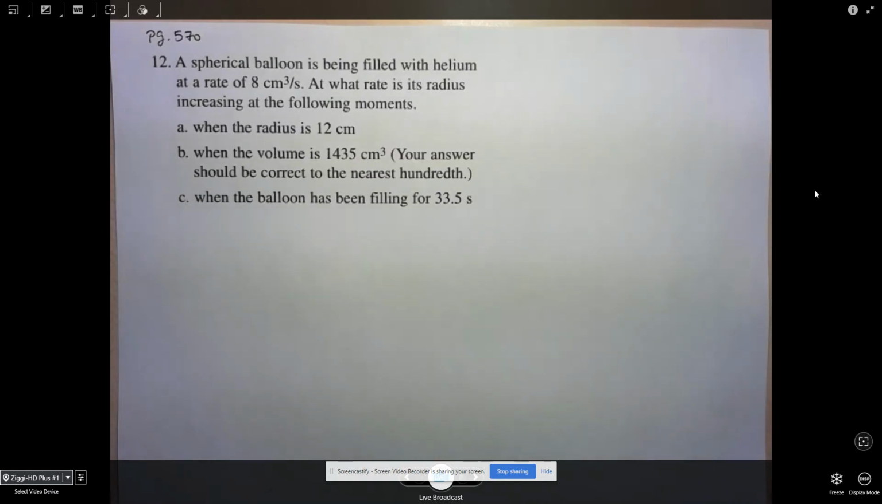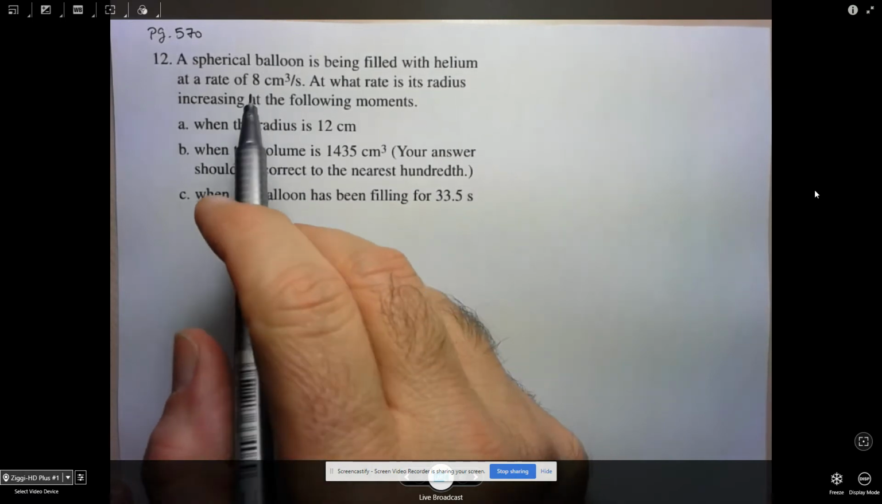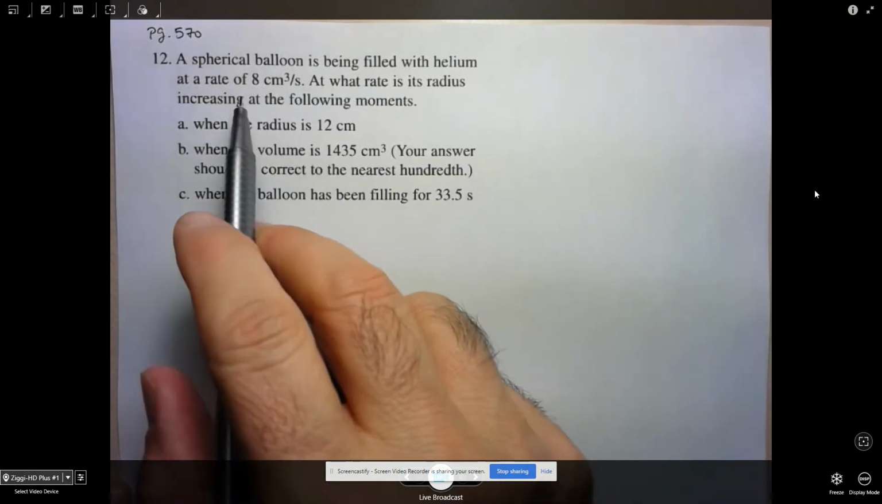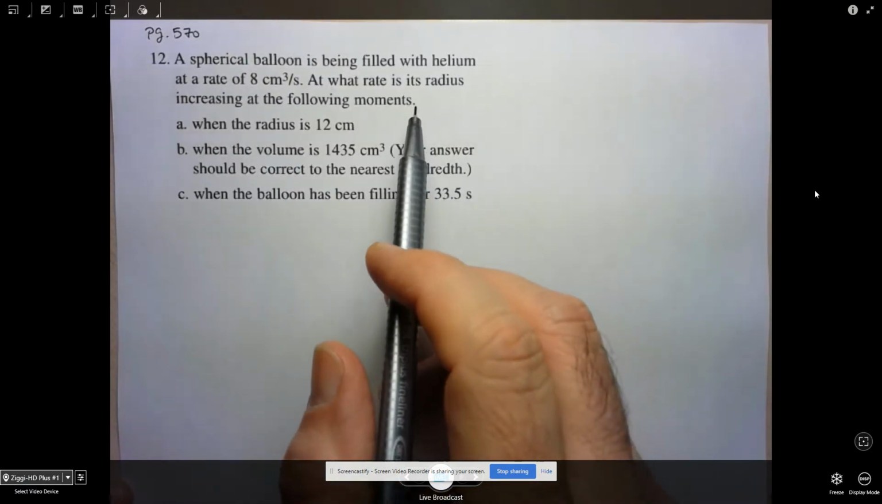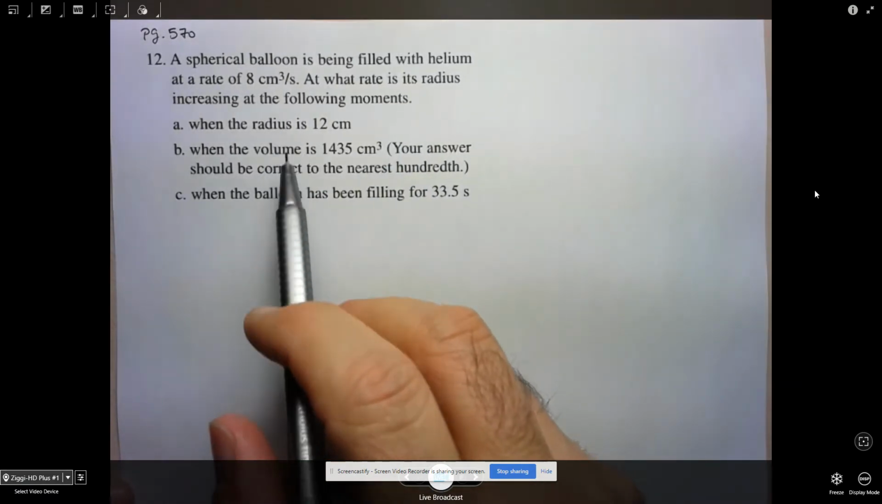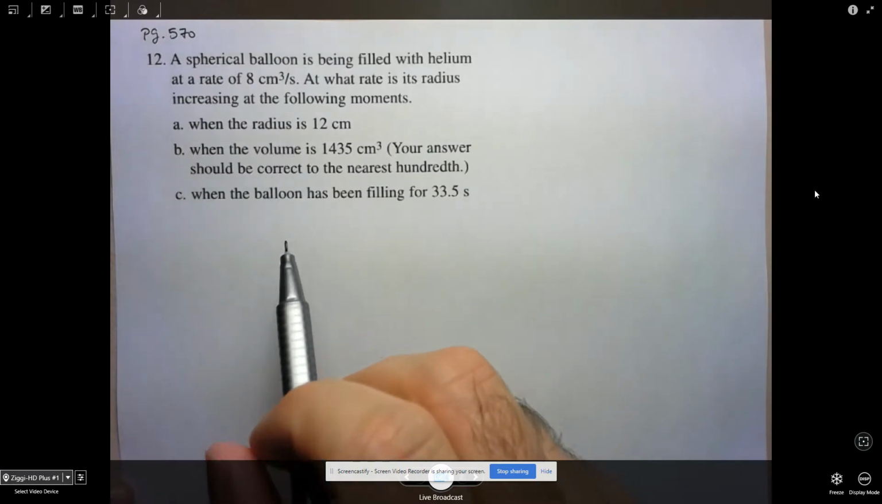Hi folks, we're going to take a look at page 570, number 12. So they're telling us that a spherical balloon is being filled with helium at a rate of 8 centimeters cubed per second, and they want to know the rate at which the radius is increasing given this information. So we'll take a look at the information later on.